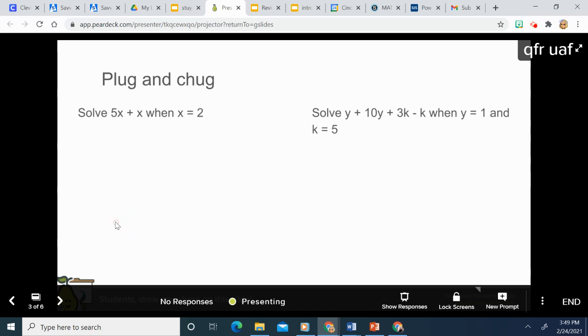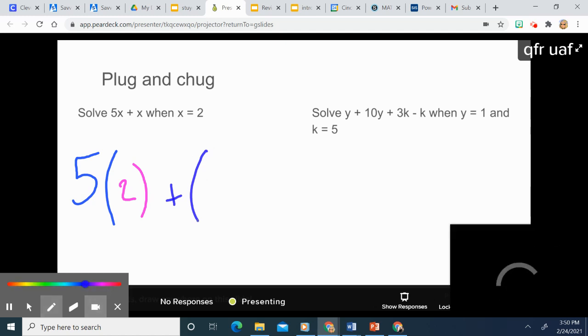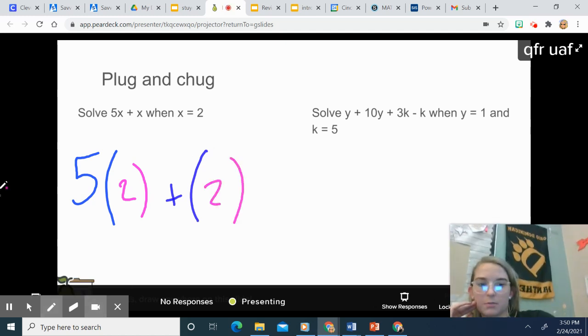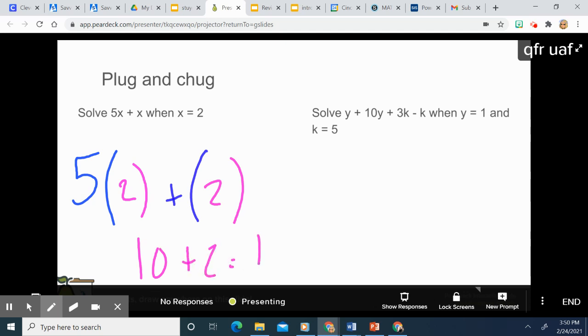All right, let's see how you did. So I'm going to go ahead and write 5x, but instead of writing x, I'm just going to put what x equals, which is 2, plus x, which again, I'm going to put 2. Oops, actually, I turned on my camera. Hello, that's me. All right, and now I'm going to go ahead and multiply these out, or we'll solve. So this is my plug. Now I chug, which means solve. 5 times 2 is 10, plus 2 is 12. Hopefully you got that correct.